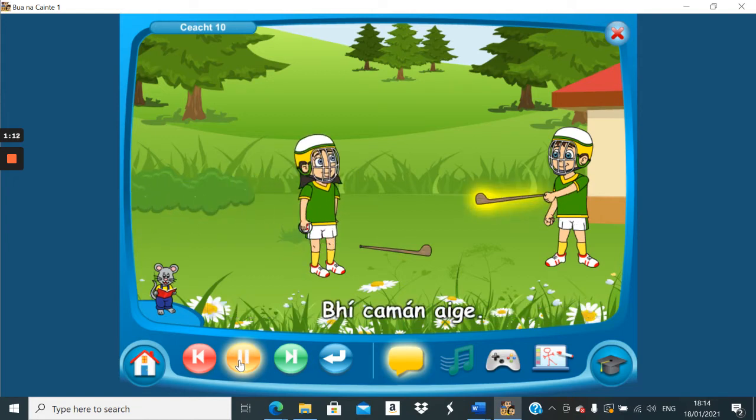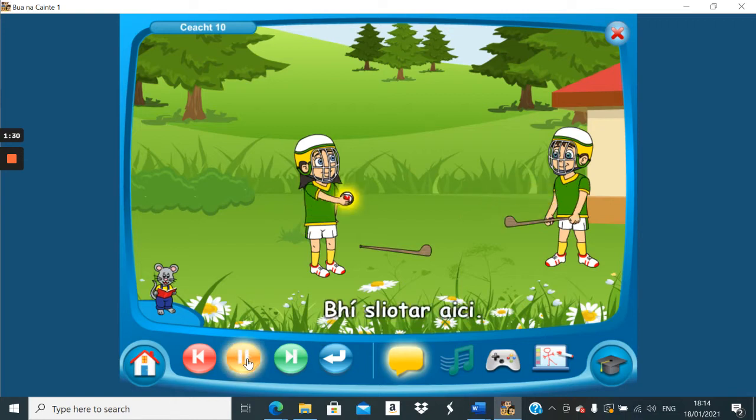Bhí cumann aige. So we have that Bhí again, so it's something that's already happened. And the word aige means we're talking about the boy. This sentence is, he had a hurley or a hurling stick.